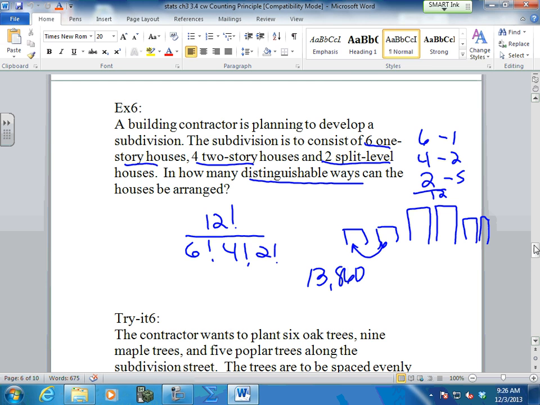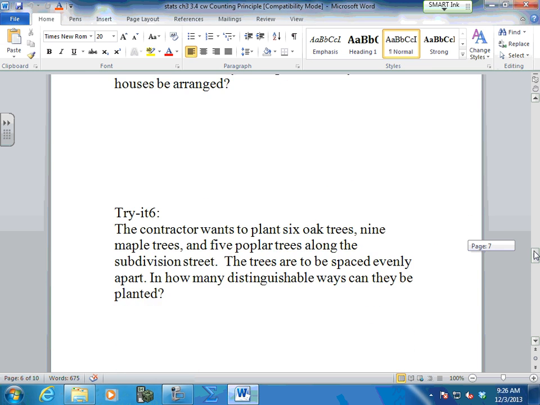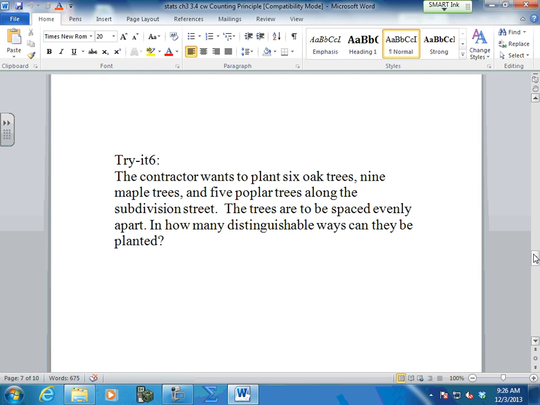Okay? So I want you guys to try the next one. These are your distinguishable permutations. They can be used in this grouping as well. You're going to be amazed at the number for this one. They're arranging trees. Who would have thought?